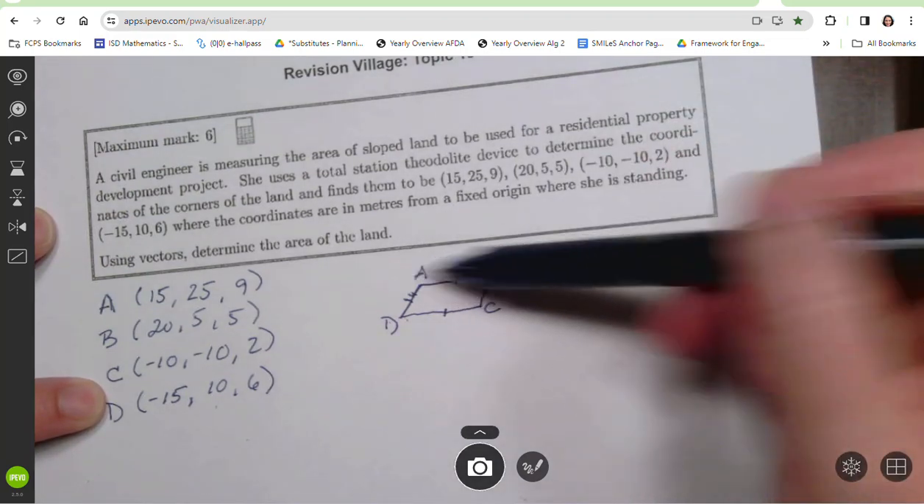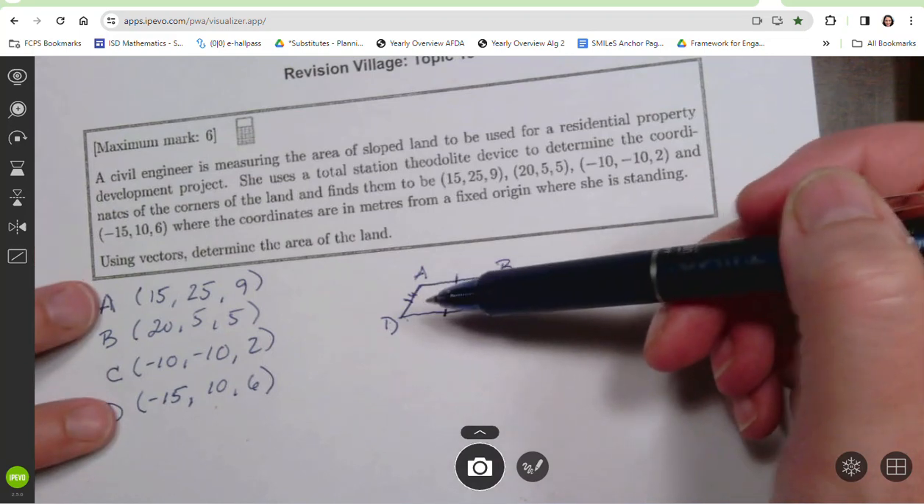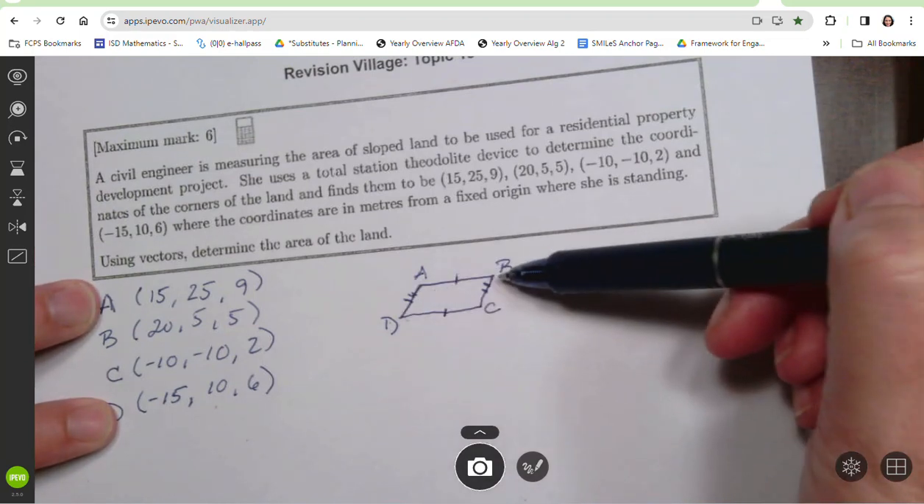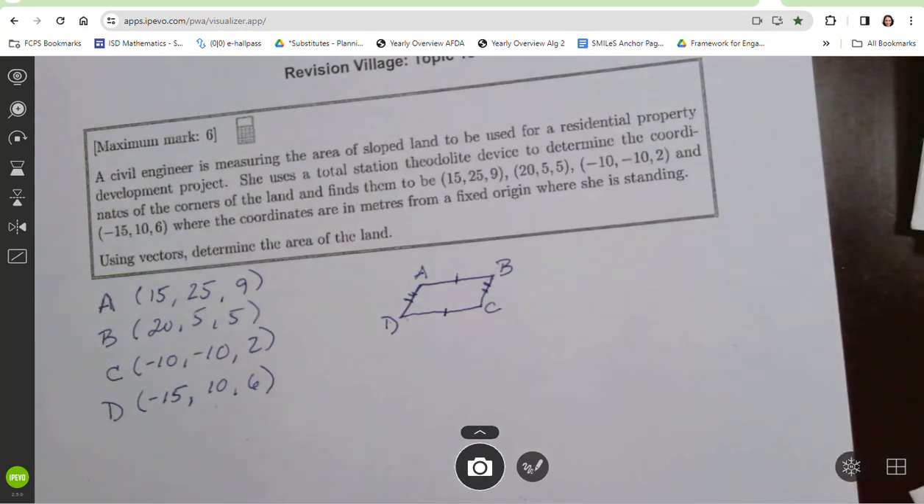And then after you show AB is equal to CD, you can also find the distance from A to D and show that that distance is the same as B to C. So once you know those distances are the same, then we can say we do have a parallelogram, and then we can use our formula to find the area of the parallelogram.